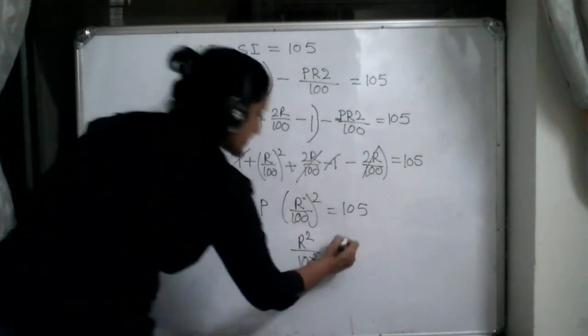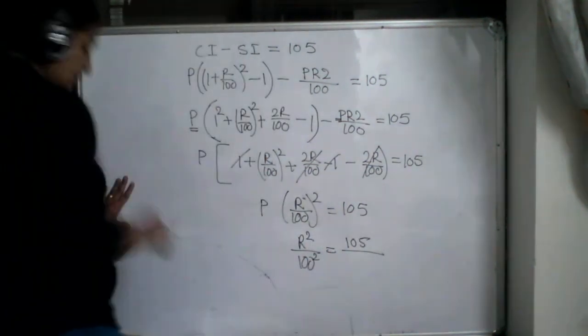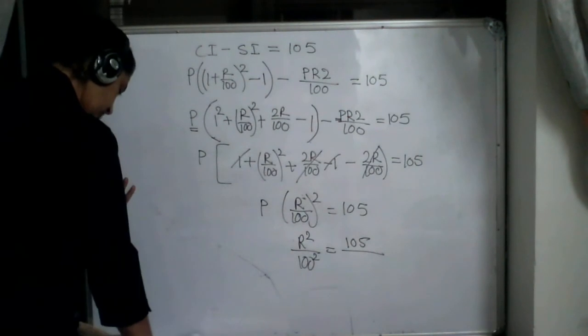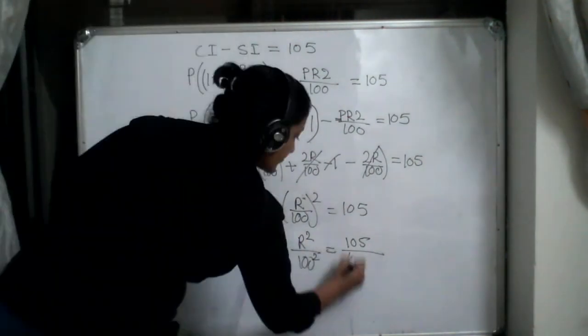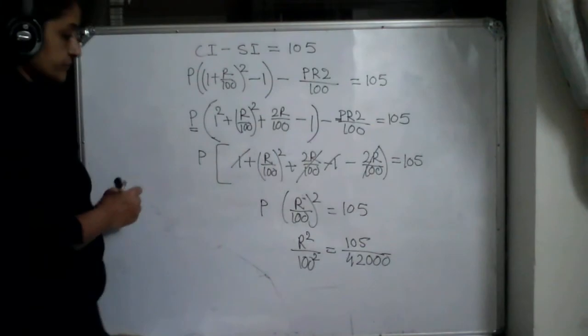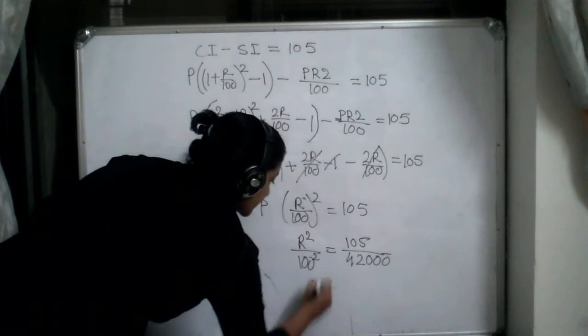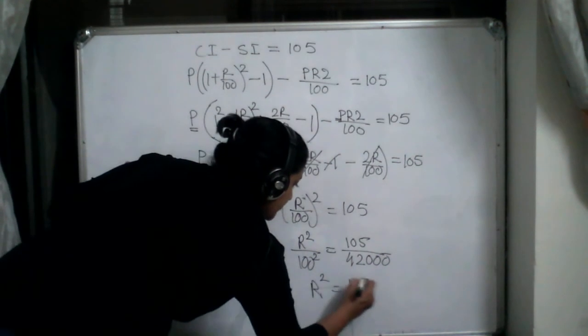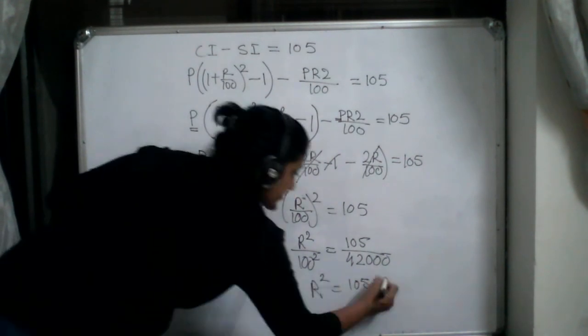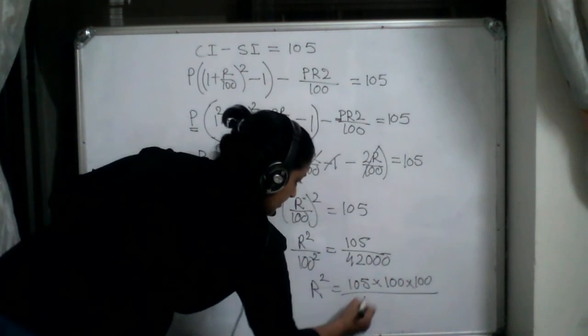Now this R square upon 100 square is equal to, now this P is in multiplication. If it goes to the other side, it should become division. What is P now? P is given as 42,000. Okay. Now if it is 42,000, what will happen? Let us see. R square is equal to 105 into this 100 square should come there. 100 square is nothing but 100 into 100. Shall we write like this?